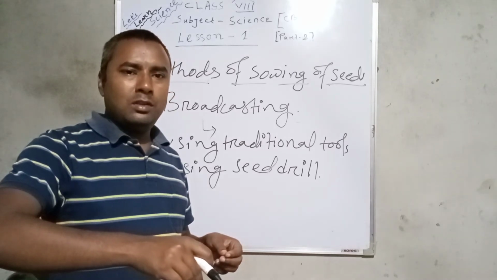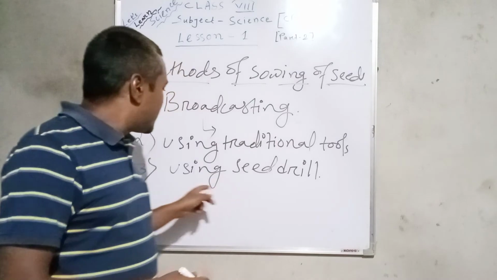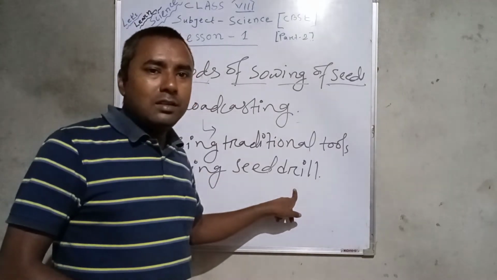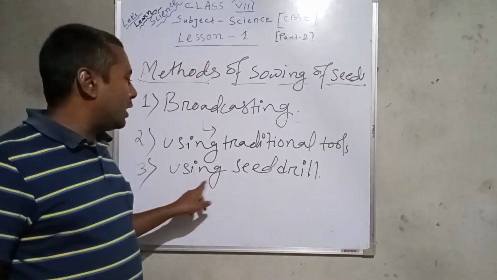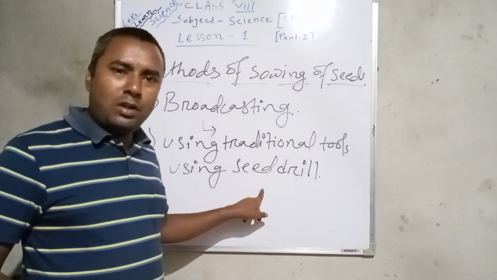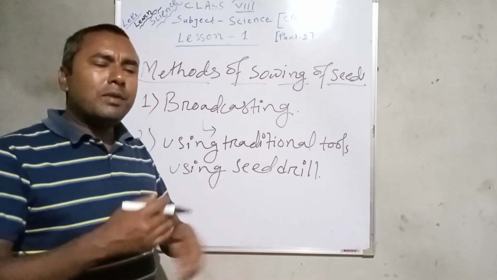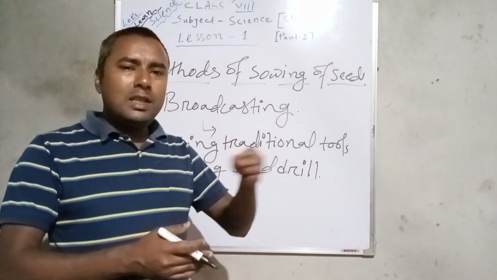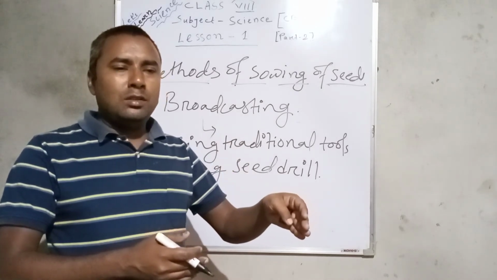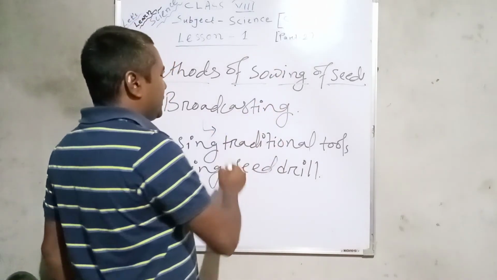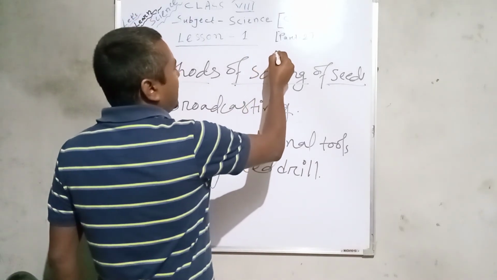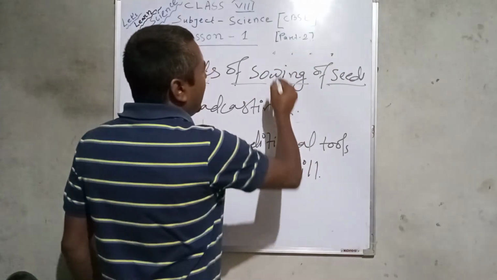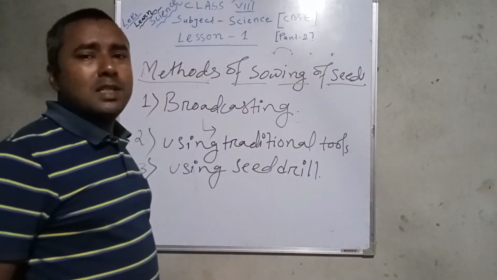Understood? That means if seeds are sown by using the method of seed drill, then what happens? The seeds are sown at equal distance. For example, suppose if seeds are sown by using seed drill, suppose one seed is sown over here, another will be here, another will be here, another will be here, and the distance between two seeds is always equal.